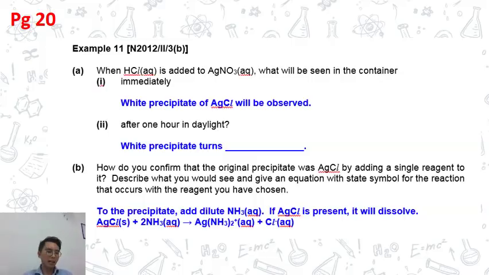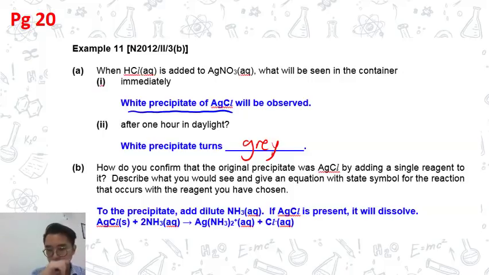So you can try example 11, I think is given to you already. These are just some exam questions that you could see in A level. When you add HCl to AgNO3, what you will see is a white precipitate of AgCl. After 1 hour of daylight, this white precipitate will turn gray, which is it will decompose to silver.